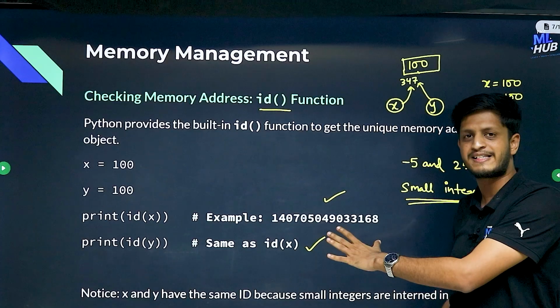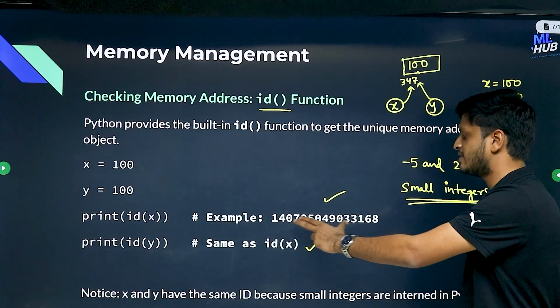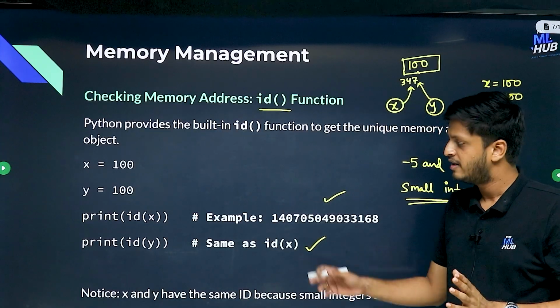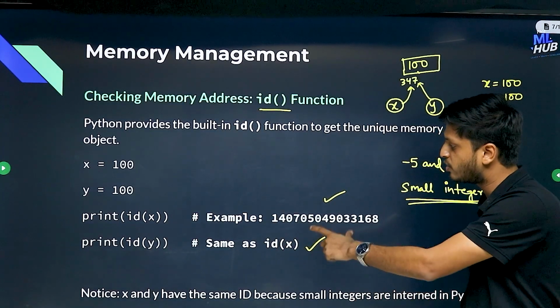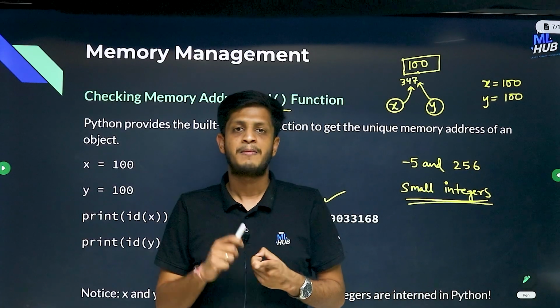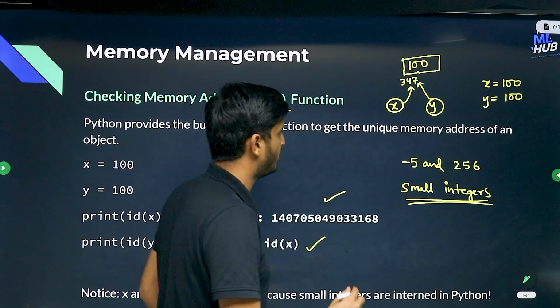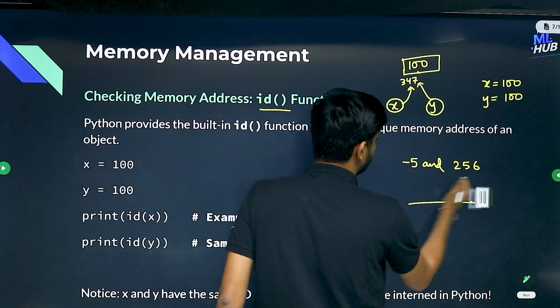Here we have just taken an example. When you run it, you might get some other address. Let us say that this particular memory location gets printed for x. For y also, the same address will be printed, and this will be true only for the values between -5 and 256. Let me give you a beautiful example.